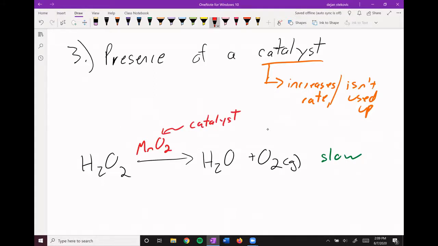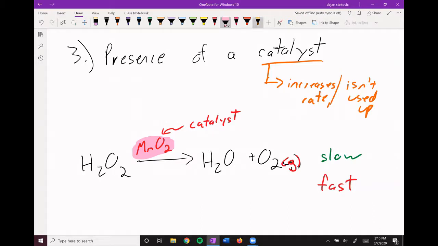And so the catalyst will speed up the reaction rate, right? So when we add the manganese oxide, it should go much faster. And we can tell if it's going faster if we're observing more oxygen gas being generated. And we generally put the catalyst up above the arrow to indicate that it's there before the reaction, it's there after the reaction, right? The catalyst is not used up.